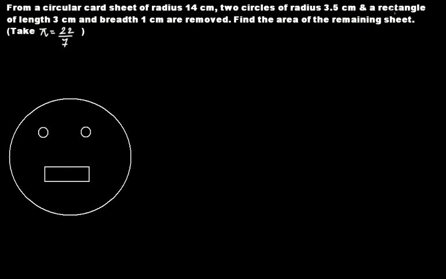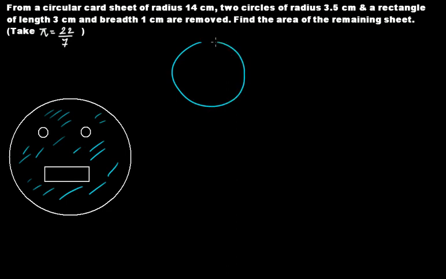two circles of radius 3.5 centimeter and a rectangle of length 3 centimeter, breadth 1 centimeter are removed. So from the circular card sheet, you remove two circles and one rectangle, and their measurements are given here. Find the area of the remaining sheet. It means that you have to tell the area of this remaining part. So initially it was something like this. First you remove this circle, then another circle, and then this rectangle. This is the remaining area that you have to find.